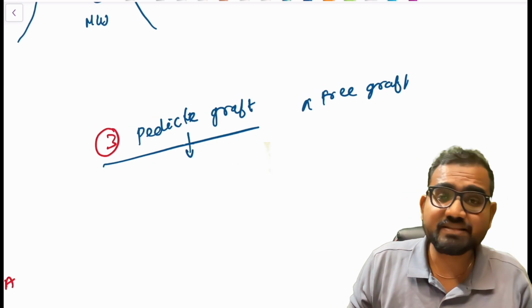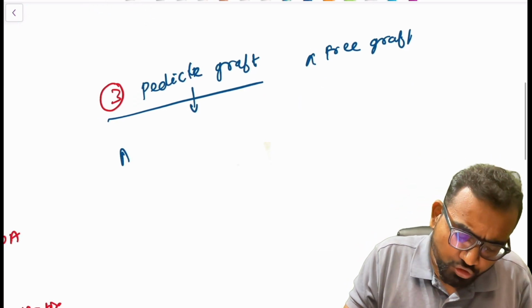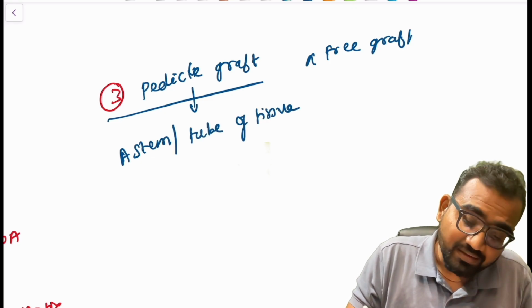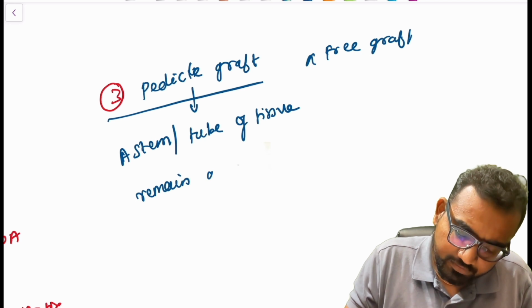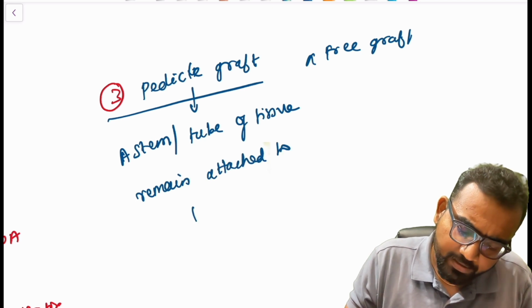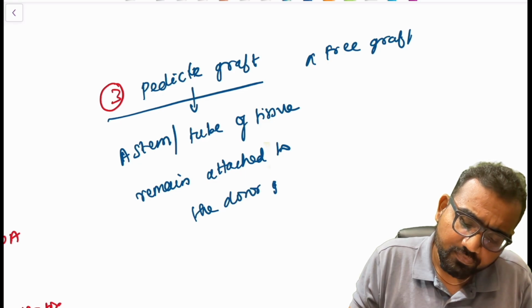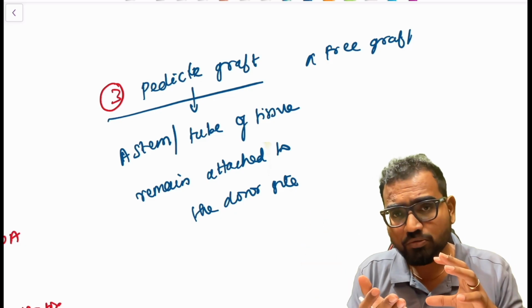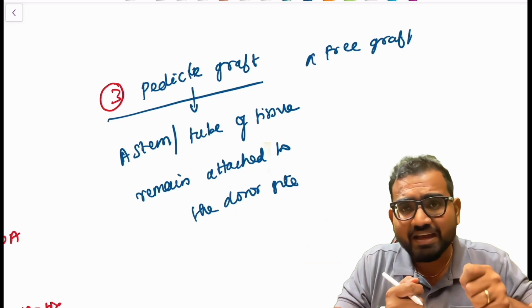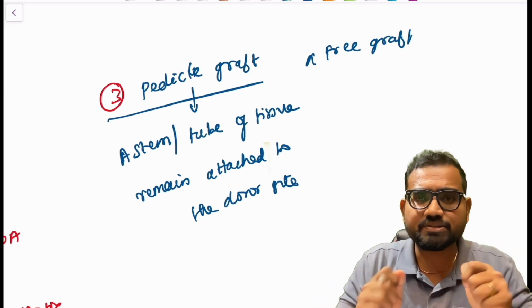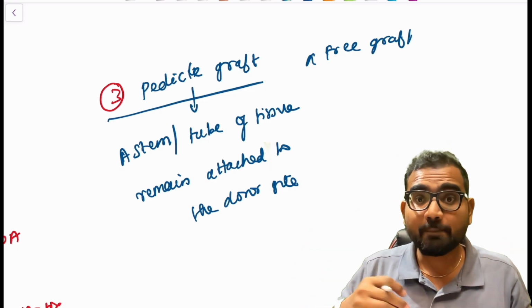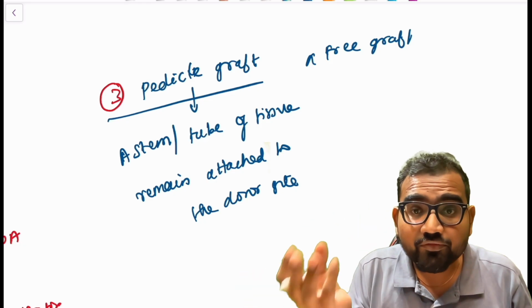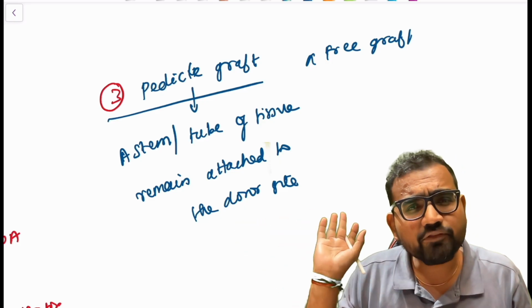So a pedicle graft is a stem or a tube of tissue that remains attached to the donor site. Okay, so what that means is, I'm not completely removing the piece of tissue, I am just slicing the tissue so that some portion of the tissue remains attached, and I'm stretching the tissue and replacing it in adjacent sites. Coronally advanced flap, apically positioned flap, laterally positioned flap, transpositional flap, double papilla flap, bridge flap, all these kinds of flaps are pedicle grafts.